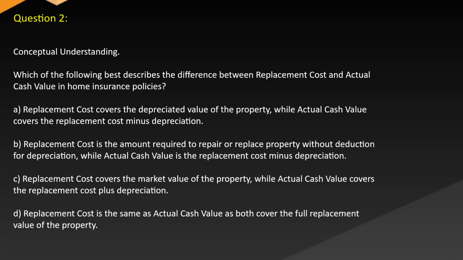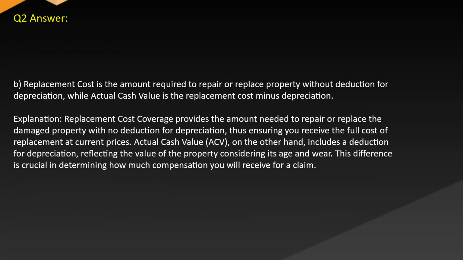C. Replacement cost covers the market value of the property, while actual cash value covers the replacement cost plus depreciation. D. Replacement cost is the same as actual cash value, as both cover the full replacement value of the property. Answer: B. Replacement cost is the amount required to repair or replace property without deduction for depreciation, while actual cash value is the replacement cost minus depreciation.